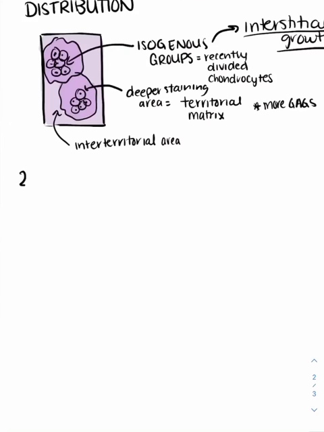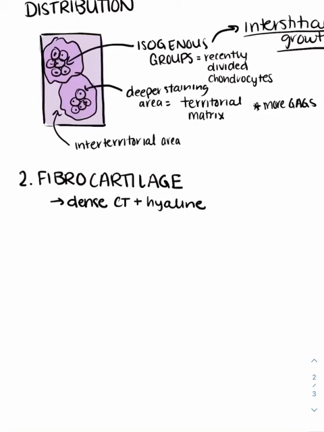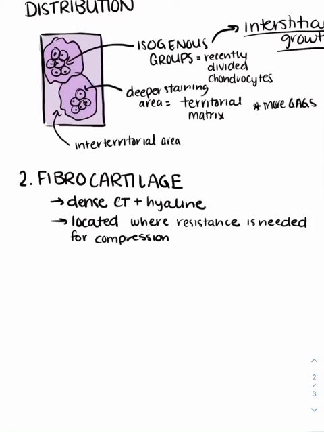Now, let's take a look at our second type of cartilage that we're going to be talking about today. This is going to be fibrocartilage. This is going to be a combination of our dense connective tissue that we talked about earlier, and a mixture of the hyaline cartilage that we literally just talked about. This is located where there's resistance needed for both compression and shearing forces. So compression, pushing in, and shearing, kind of moving back and forth.